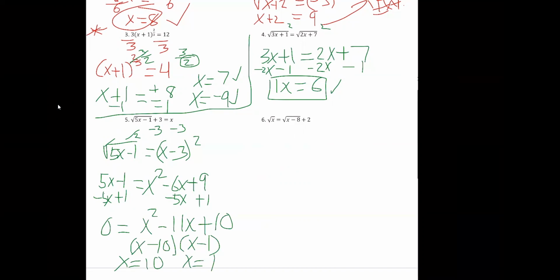We should check these solutions though. If you plug in 10, that would be the square root of 49. That would be 7 plus 3 is 10. So that does equal 10. So that one checks out. If you plug in 1, that would be 5 minus 1 underneath your radical. That would be the square root of 4, which is 2. 2 plus 3 does not equal 1. So I believe this is extraneous, if I did that right in my head.